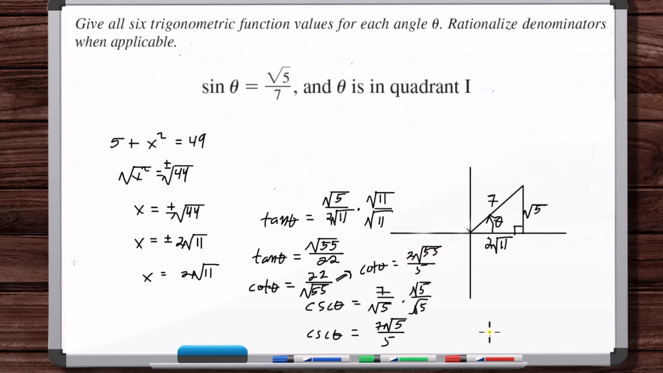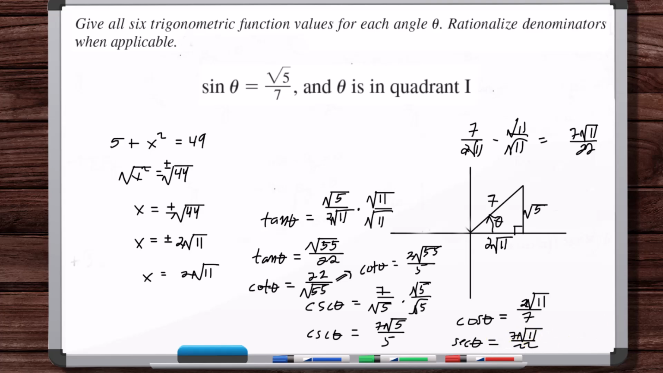That's cotangent. So sine, we need cosine, adjacent over hypotenuse. And then secant is 7 over 2 root 11. So 7 over... 7 root 11 over 22. And there we go. All the trig, just pause the video. All the trig functions are in there.